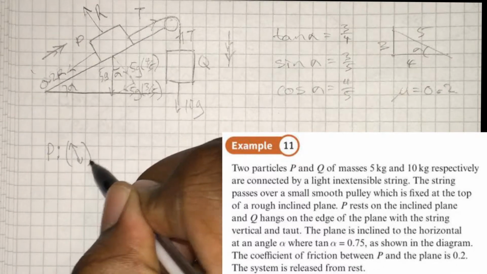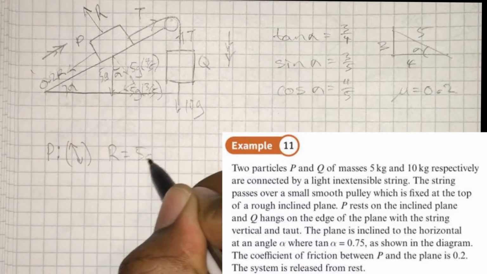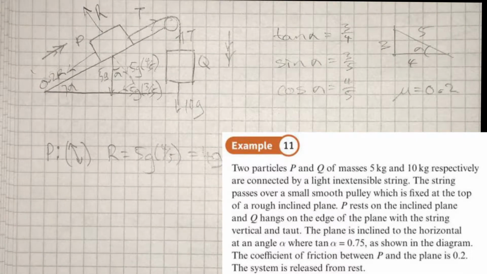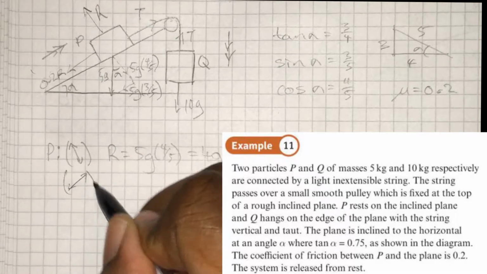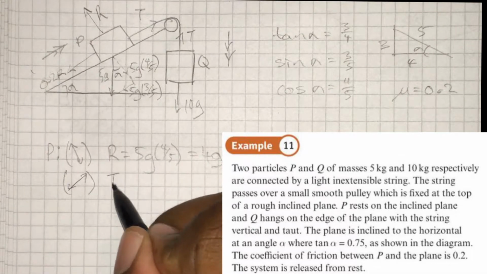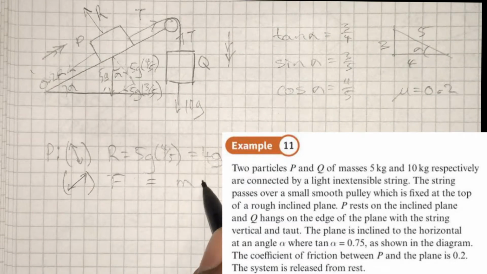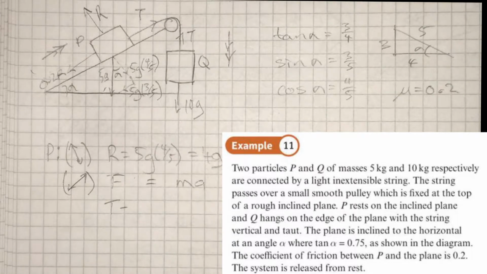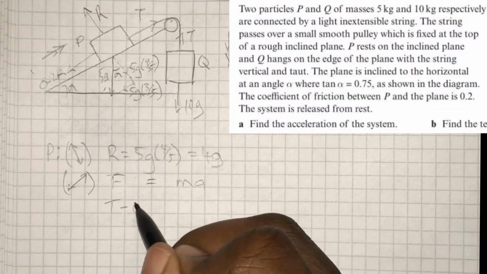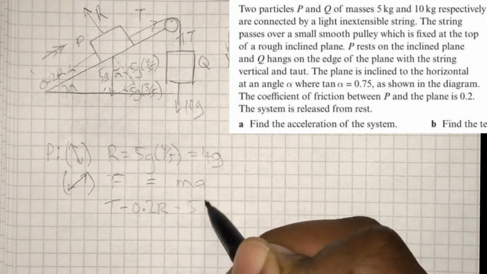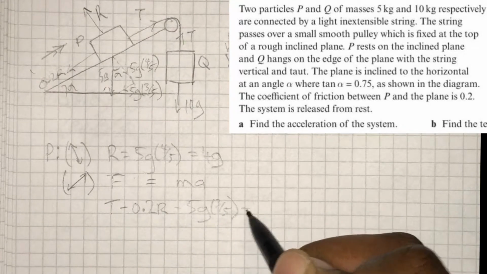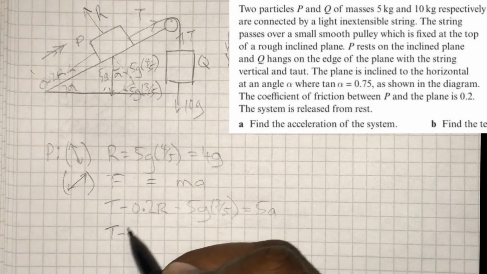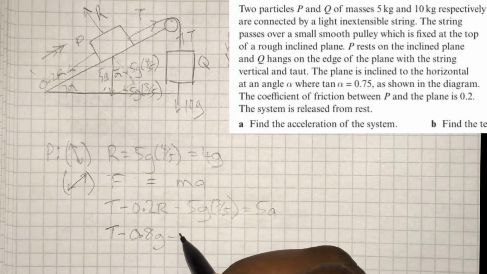So thinking about particle P, resolving perpendicular, we can calculate the reaction force. 5g times 4/5 gives us 4g for the reaction force. If we go parallel to the plane, we're really looking at F equals ma. So the forces are the tension in the positive direction, the friction in the negative direction, and the parallel component of the weight in the negative direction. All of that should equal 5a. Okay, some tidying up and rearranging.